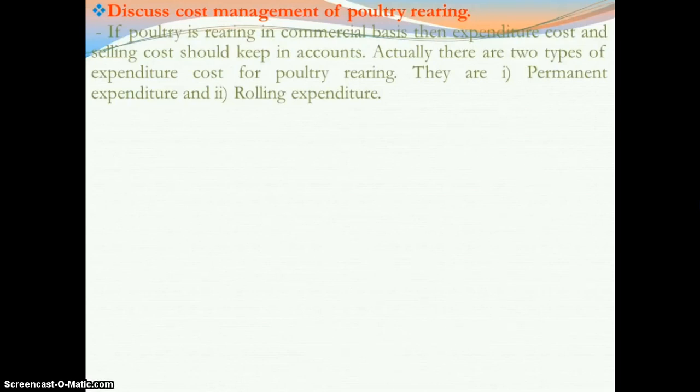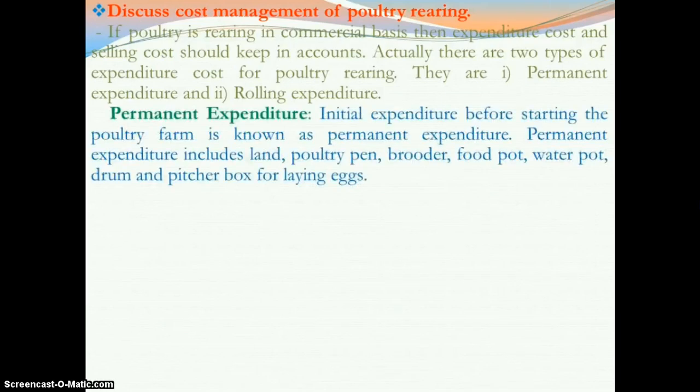So let us see the permanent expenditure first. Initial expenditure before starting the poultry farm is known as permanent expenditure, which will be stable for the time being. Permanent expenditures are, for example, land where the farm should be made, poultry pen, brooder, food pot, water pot, drum and pitcher box for laying eggs. So these are included in permanent expenditure.